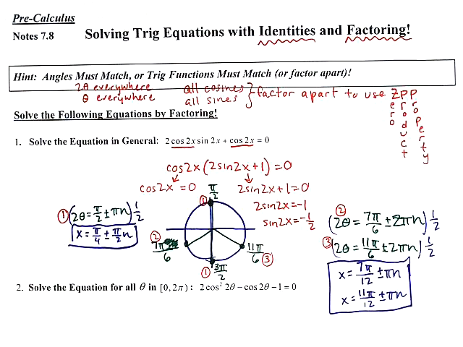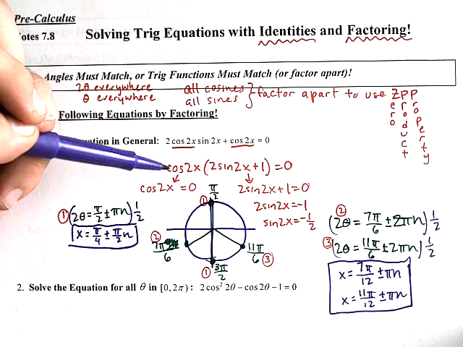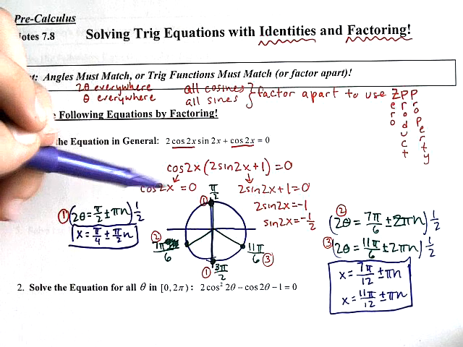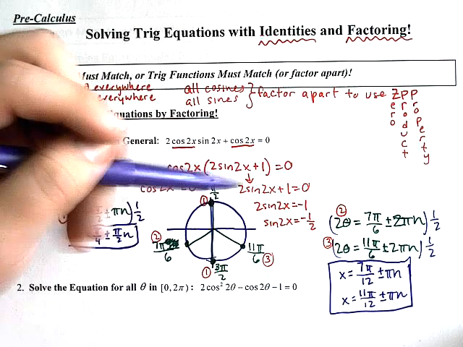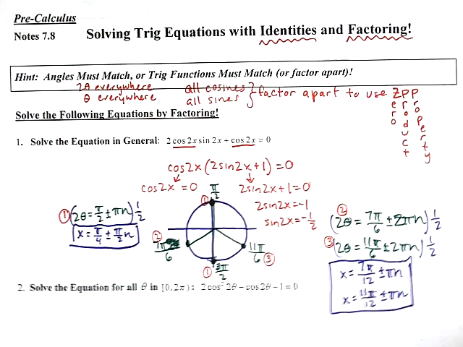So again, the big difference here is that I need to do some factoring in order to figure out my 2 equations to get my unit circle. All right, let's try the next one.